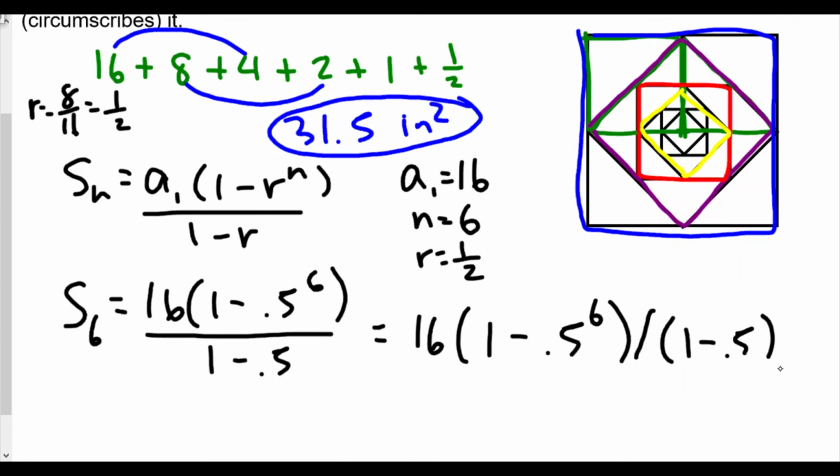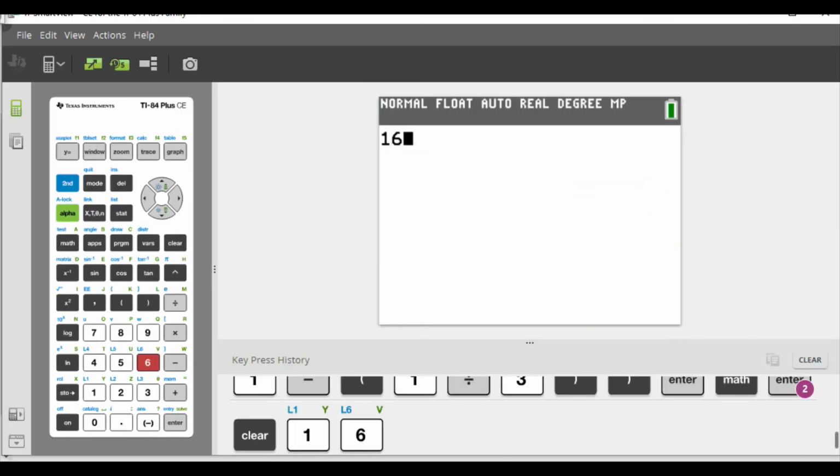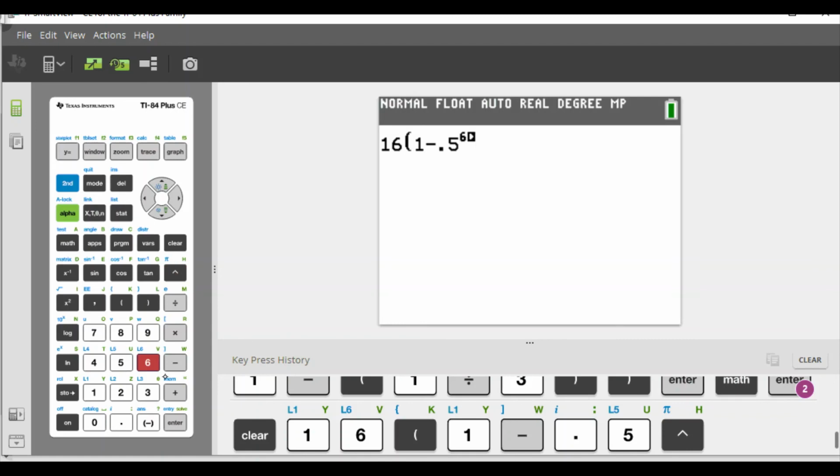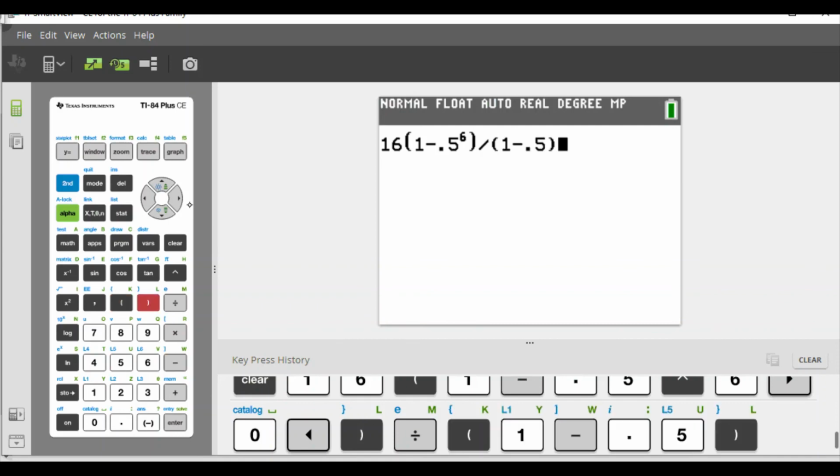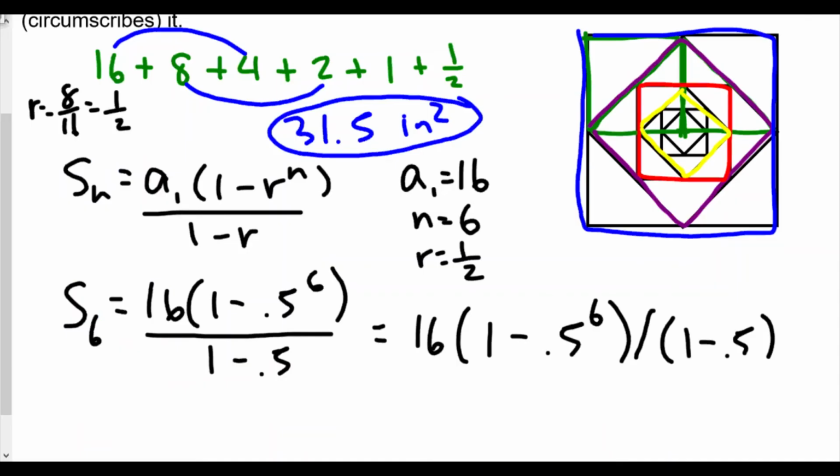So let's type it in the calculator. So we have 16 times 1 minus 0.5 raised to the 6th power, close parenthesis, divide by, open parenthesis, 1 minus 0.5, close parenthesis. All right, and we'll see this is 31.5, and yes, we get that as well. So just verifying in this case that both methods are fine, and if you want to use the formula here, we would get the same answer, in this case, inches squared.